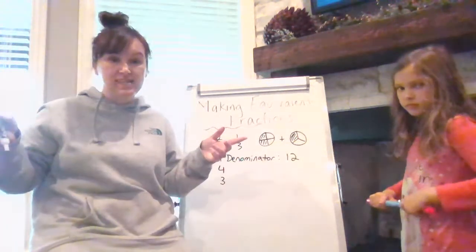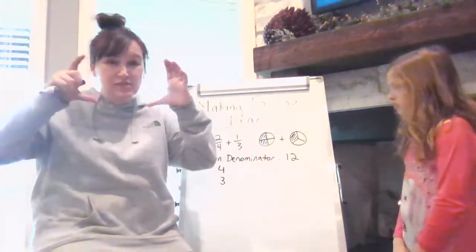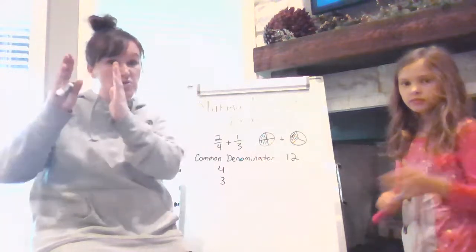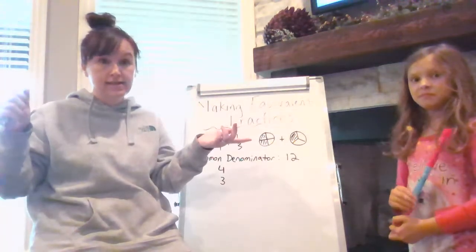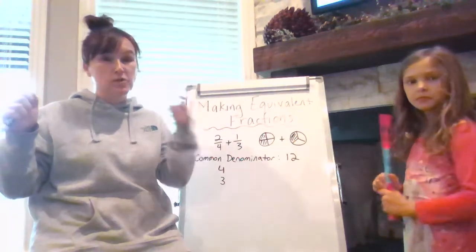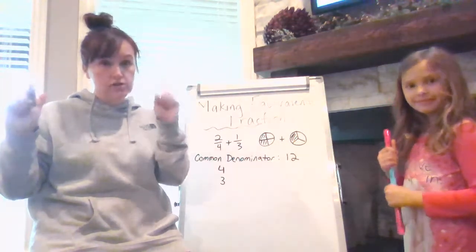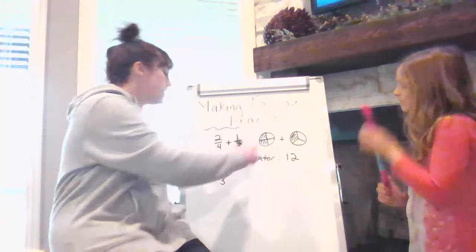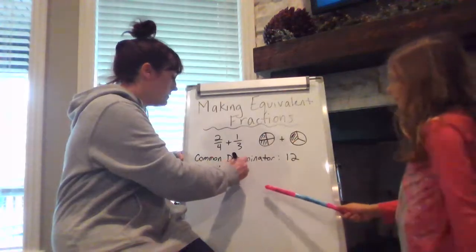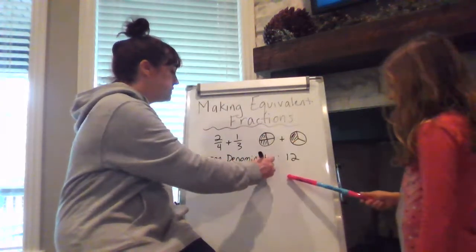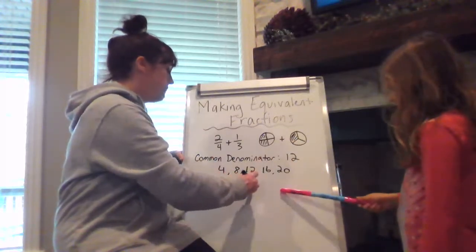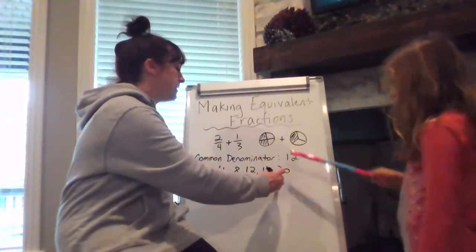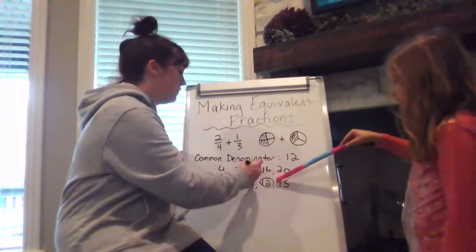Think about if you have a pizza and it's only cut in 2 slices, those pizzas are going to be huge. Where if you have a pizza that's cut into 20 slices, it's a bigger number, but that means that your pieces are going to be tiny. So we found our common denominator by finding the multiples or skip counting. And we found that the one they have in common that comes first is 12.